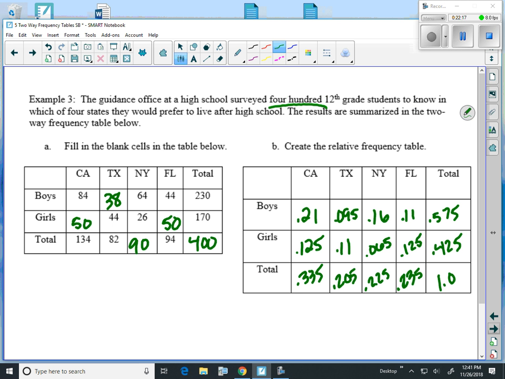Okay, what percentage of boys and girls would prefer Texas? 20.5. Yes. So you do boys and girls, so that's both of these. Oh, look at that. That's the total. Okay, for Texas, 20.5%. All right, go ahead and flip it over and work on your practice. That next one is just practice on your own.